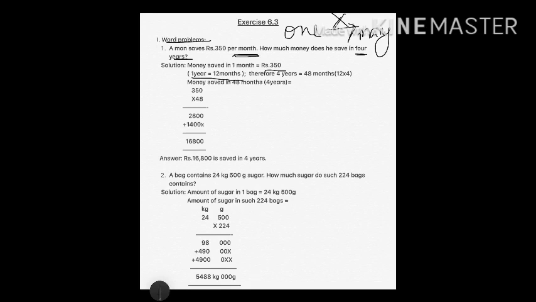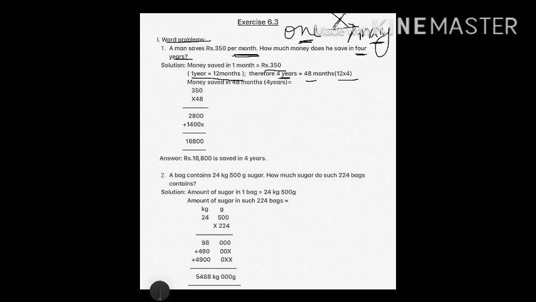As we know, 1 year has how many months? 12 months. So again I told you, when you know the value of 1 and when you want to find the value of many, what do you do? You multiply. So 1 year is equal to 12 months. So 4 years will be equal to 12 into 4. That will give you 48.